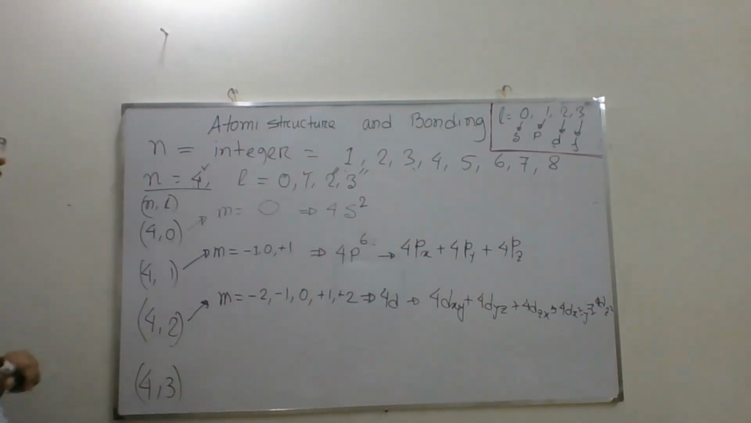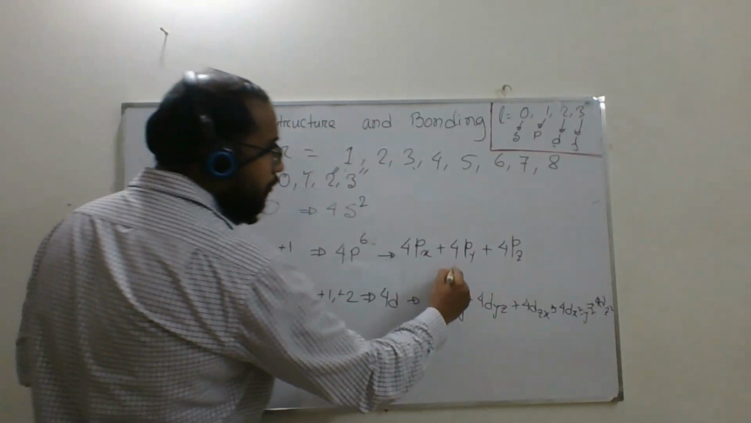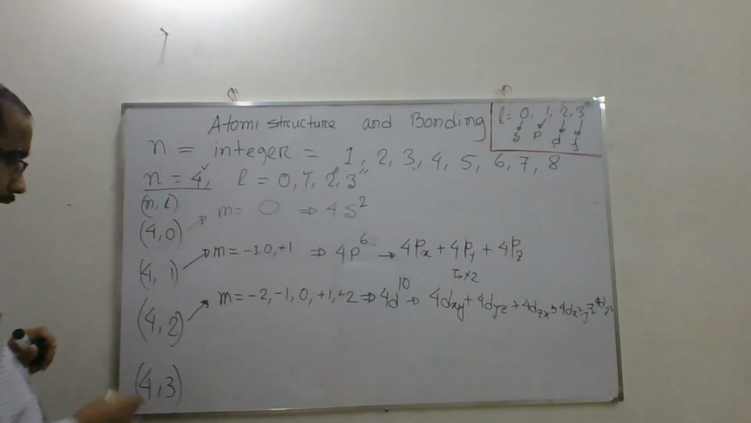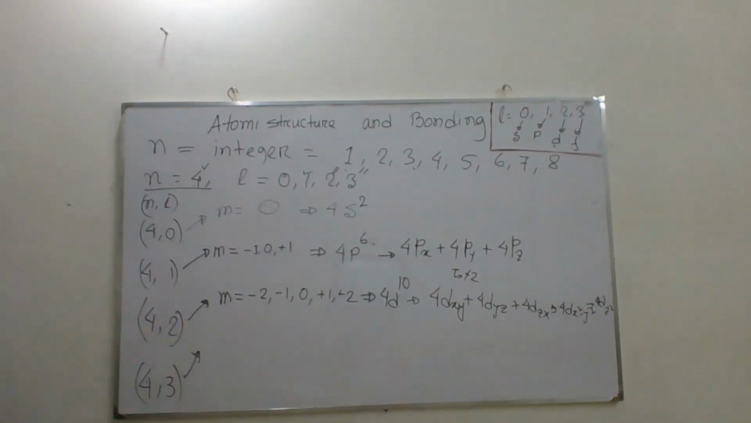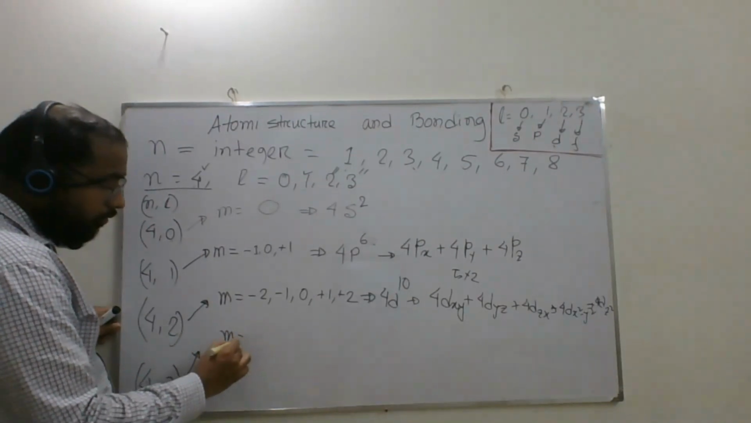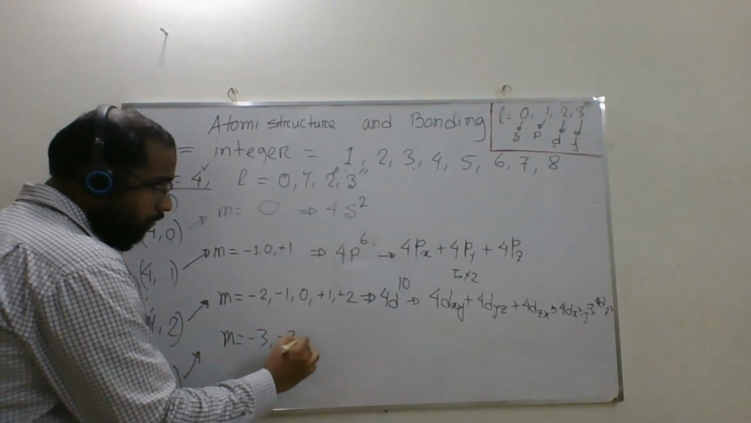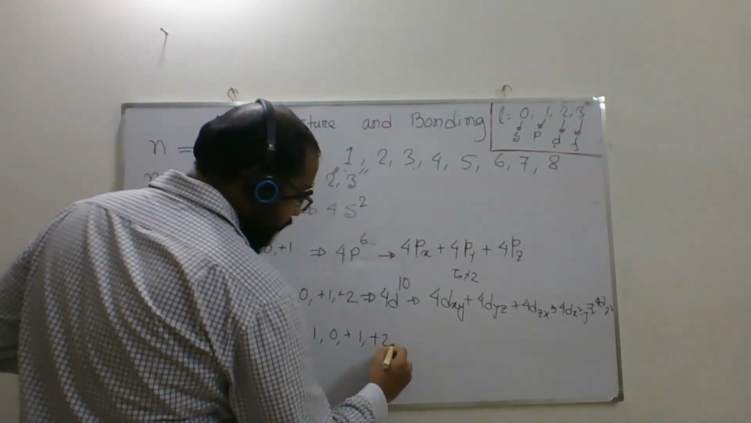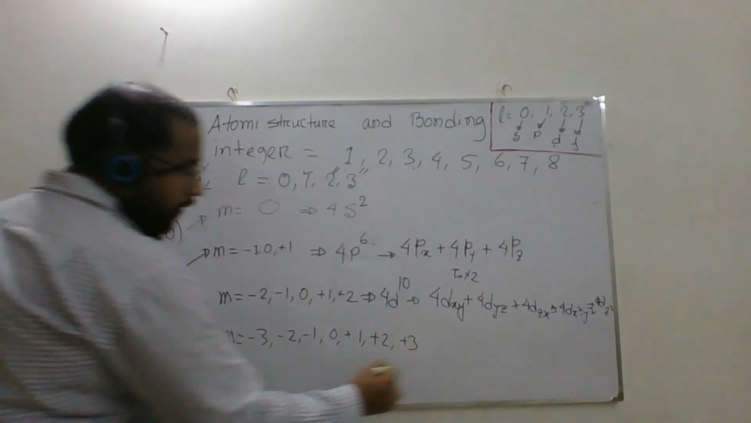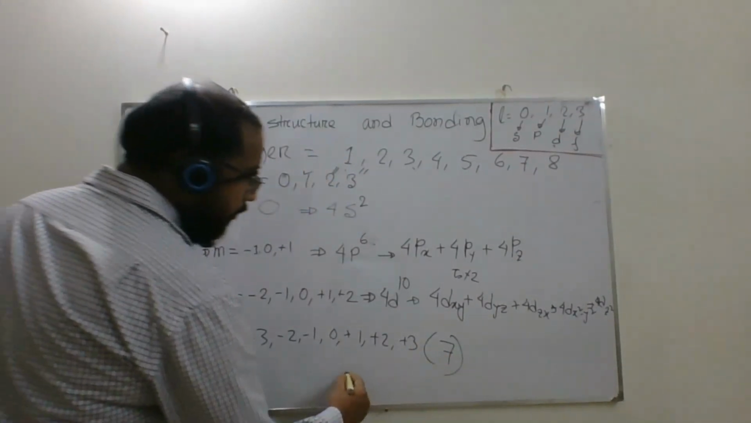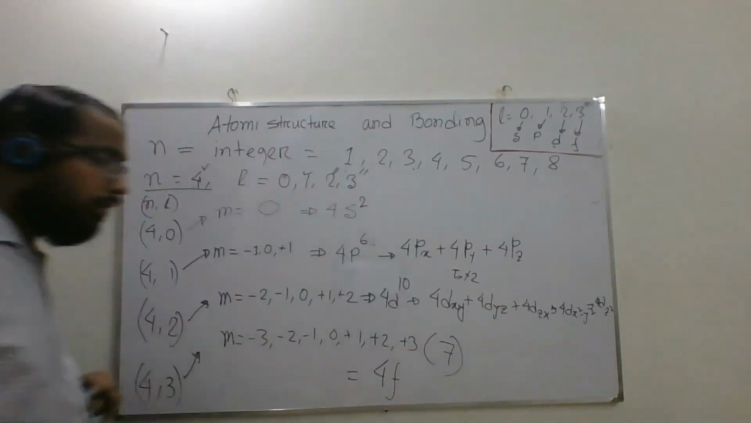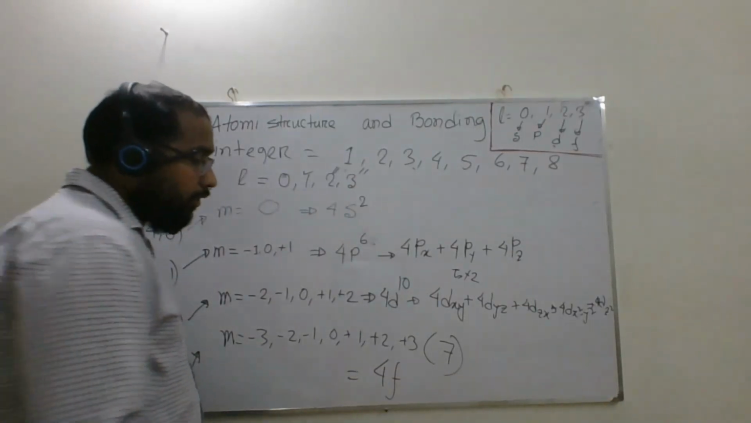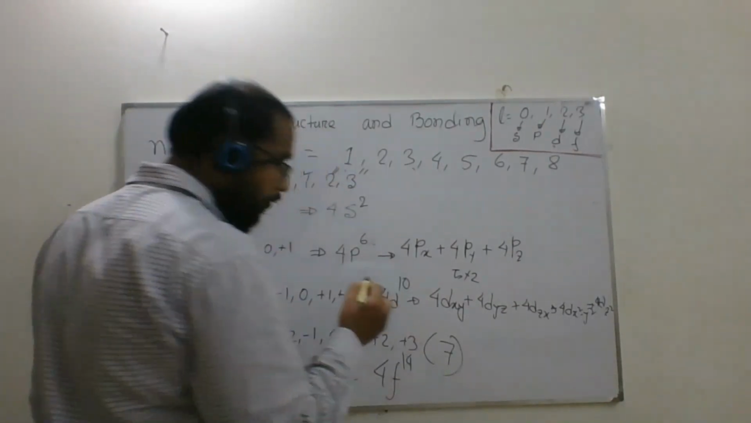So the total is 5, and 5 into 2 equals 10 electrons maximum in the d subshell. Again, when l equals 3, then m equals -3, -2, -1, 0, +1, +2, +3. So the total is 7, and this is basically for the f orbital. That means f has 7 subdivisions, and these 7 subdivisions can contain 7 into 2 equals 14 electrons.